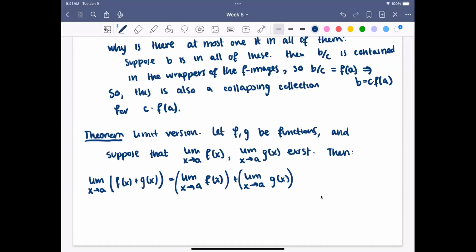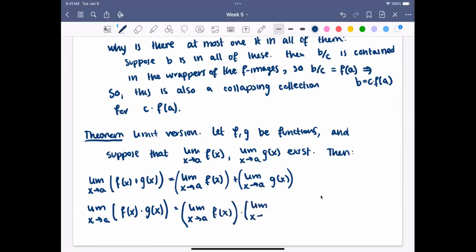Okay, so it's like a sum rule for limits. And then, paralleling the continuity theorem we just had, we'll get products, constant multiples, and quotients as well. So if I take the limit as x approaches a of f of x times g of x, this is the same as computing them individually: taking the limit as x approaches a of f of x and multiplying that by the limit as x approaches a of g of x. So wait, let me.